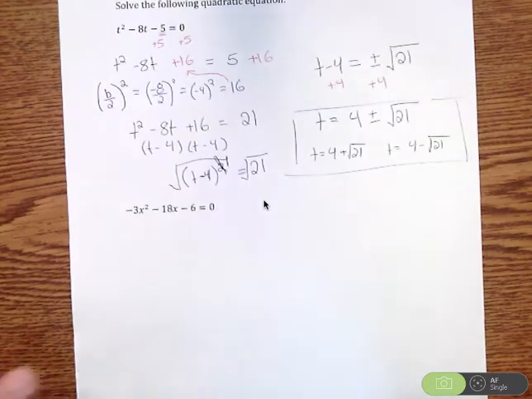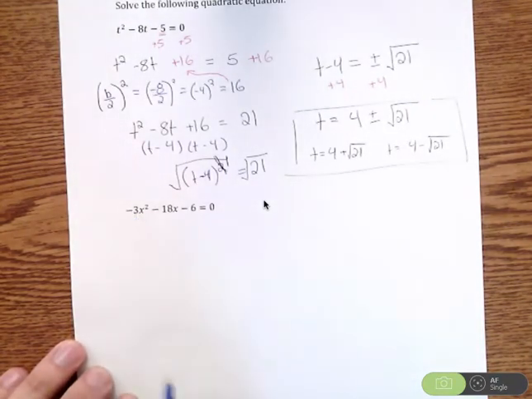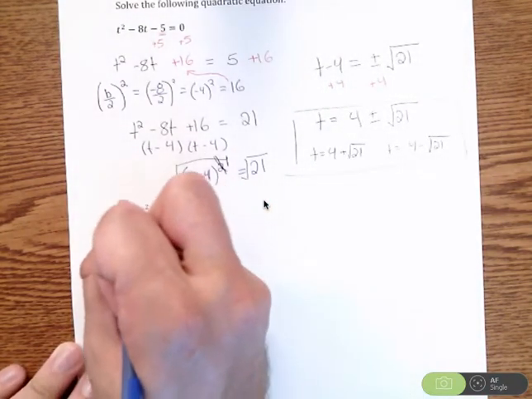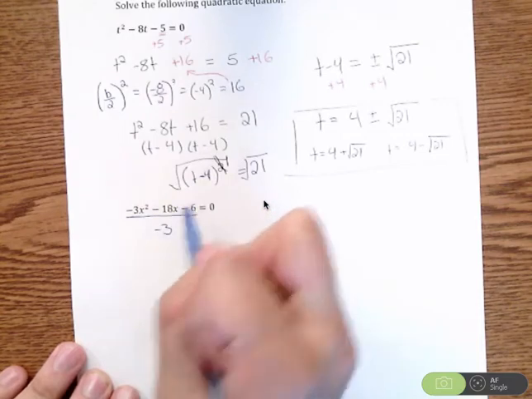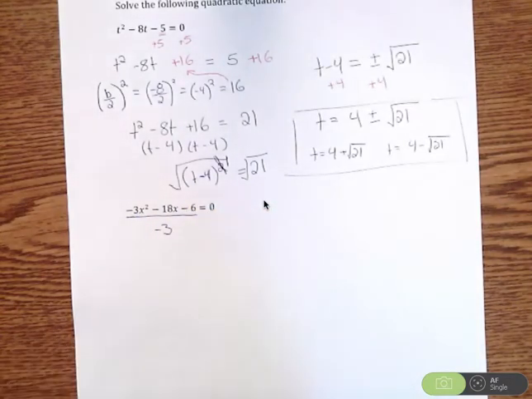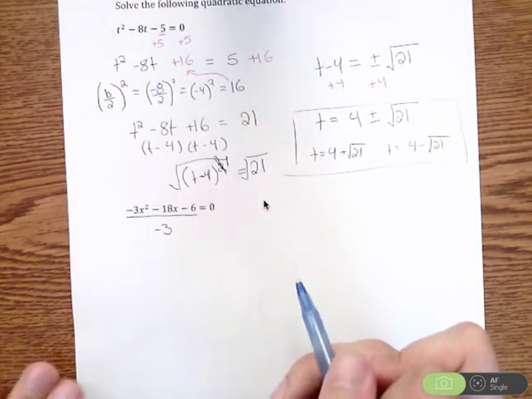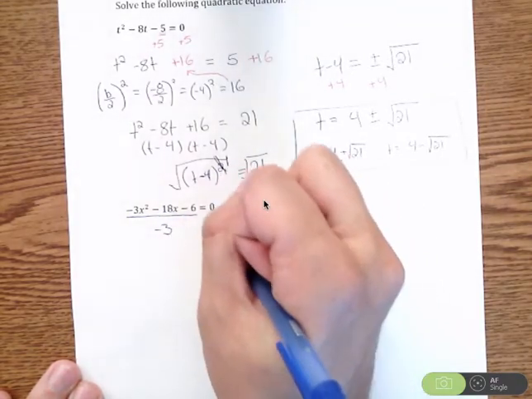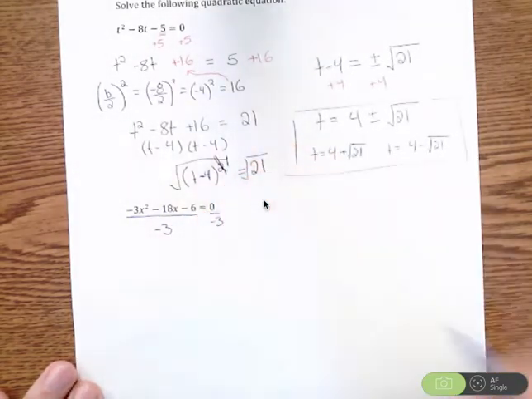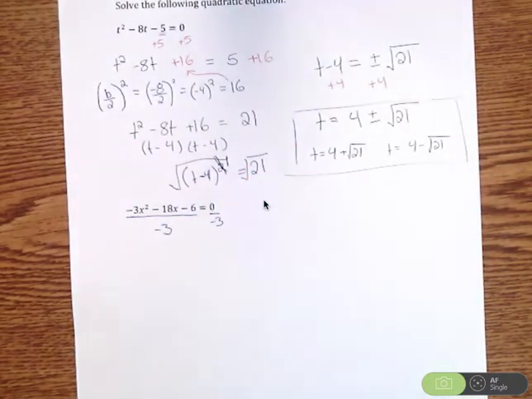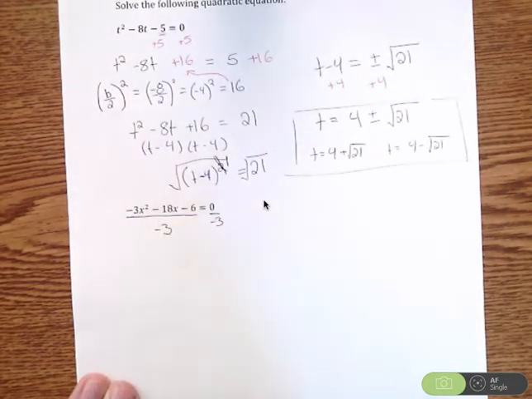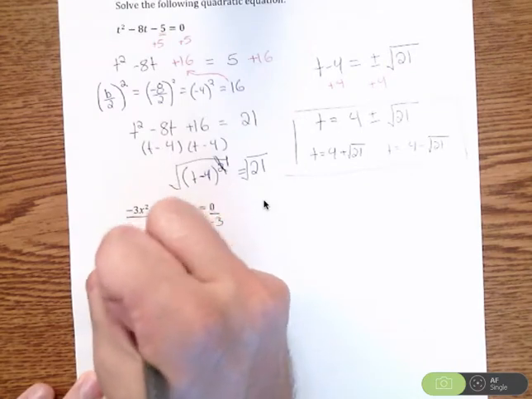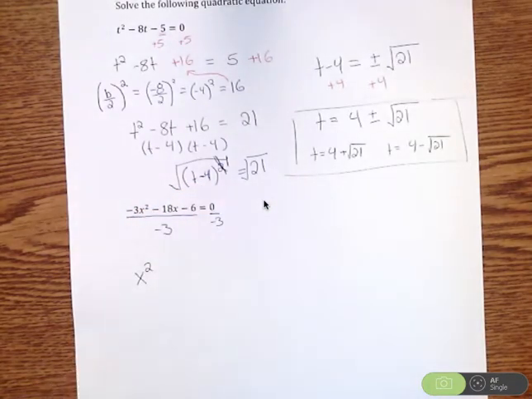So what I'm going to do is I would like to get that down to 1. So I'm going to divide the entire left side by negative 3. I'm going to divide all of these terms by negative 3. You'll see why here in a second. Again, if I do this to the left side, I'm going to have to do it on the right side so I stay balanced. So I'm going to have negative 3x squared divided by negative 3. That will give you positive x squared.